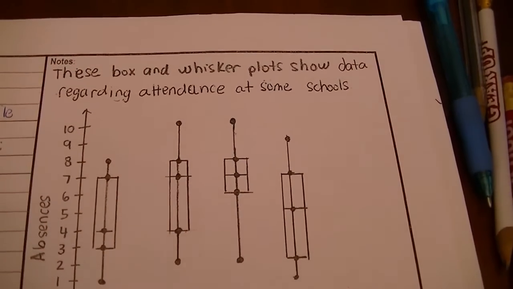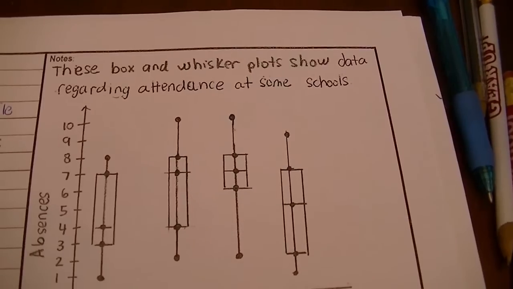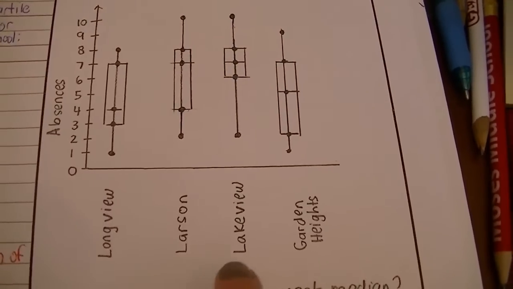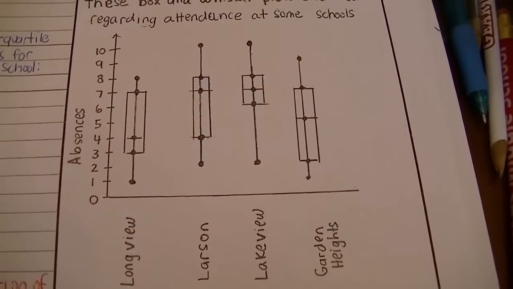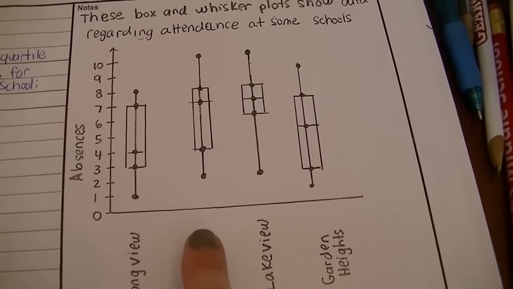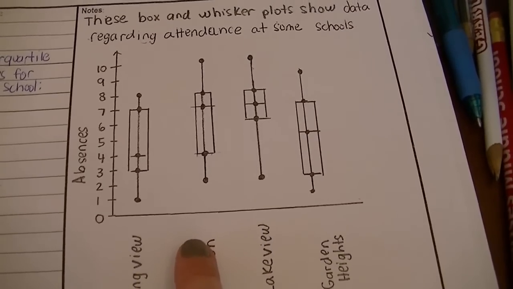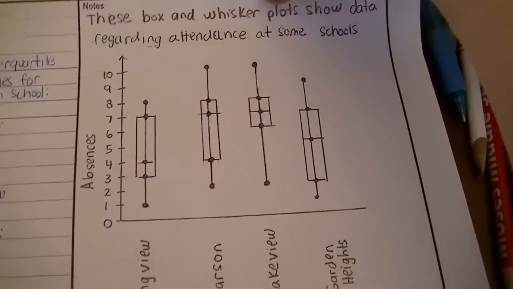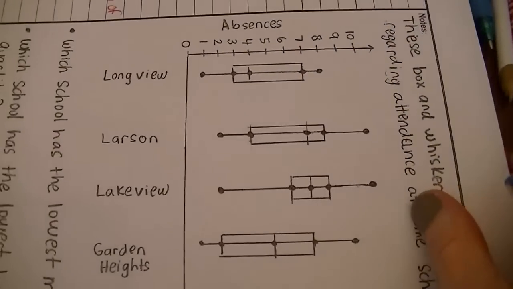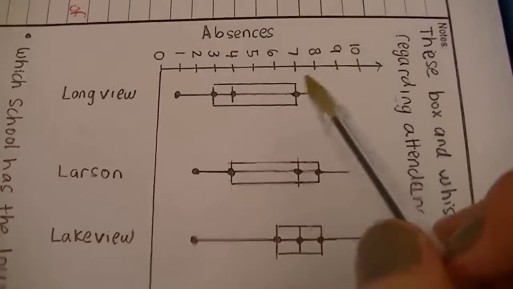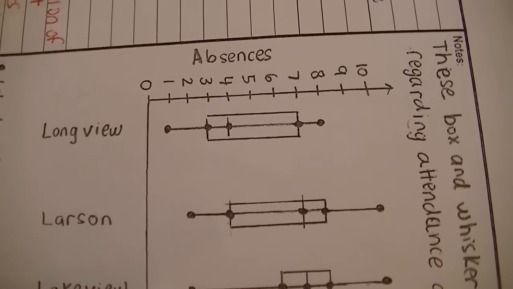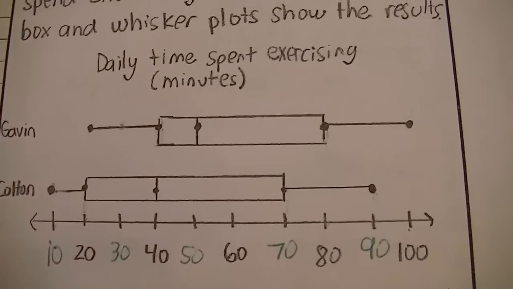These box and whisker plots show data regarding attendance at some schools. So we've got Longview, Larson, Lakeview, and Garden Heights' attendance data represented in these 4 box and whisker plots. And you'll see it's presented a little bit differently than what you're used to. What could help is if you turn your paper like this and read it this way, okay? And you'll see again, these box and whisker plots look slightly different than ones you've already seen in the notes.